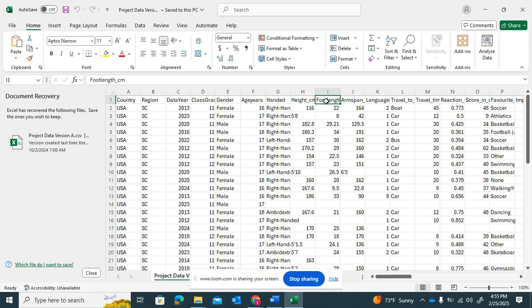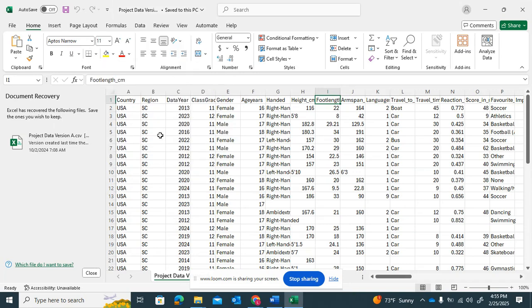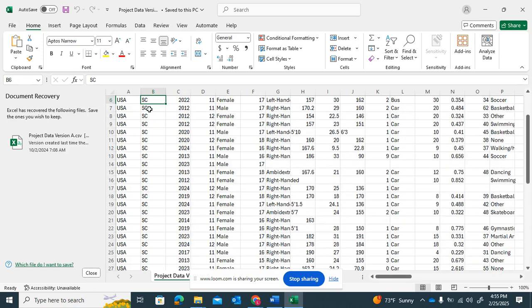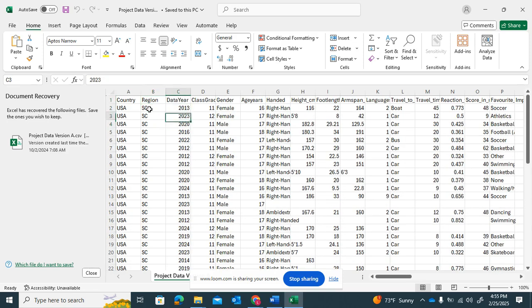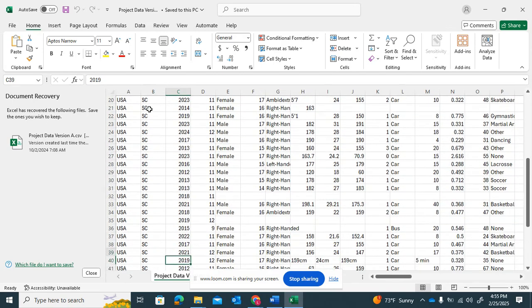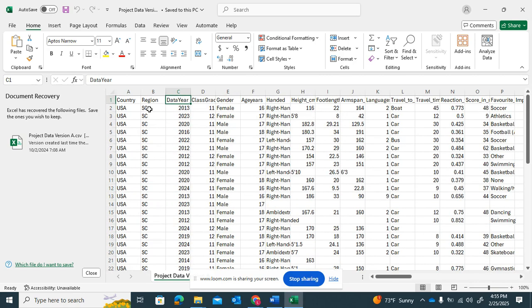Make sure you're paying attention to whether you have data set A or data set B. You could see here that this is data set A, and data set A has to do with students in South Carolina. This is actual data collected from South Carolina students, and it dates all the way back to 2012, which is the earliest date I see, but it goes all the way up to 2024.